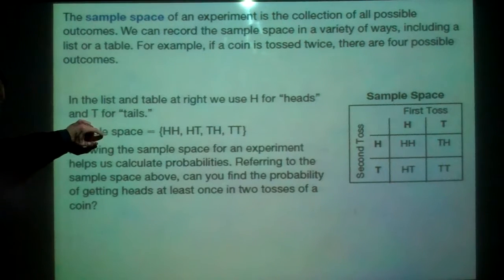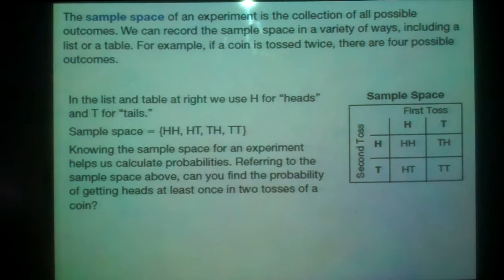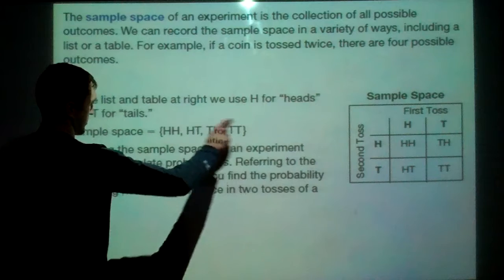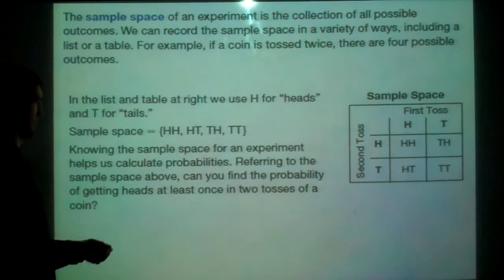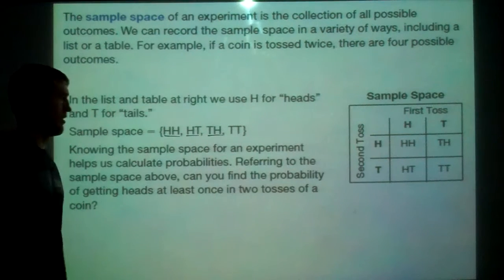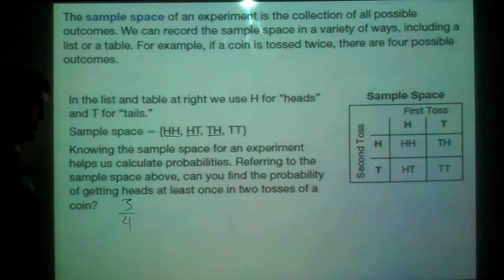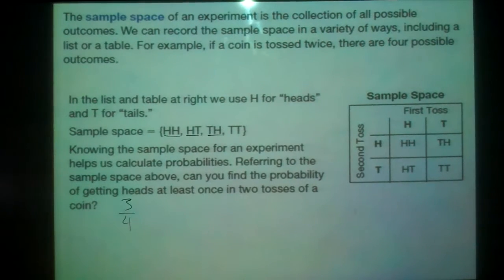If they ask you, if we look at this question here, can you find the probability of getting heads at least once in 2 tosses of a coin? Okay. So getting a heads at least once in 2 tosses, we could say, okay, well we get a heads at least once here, heads at least once here, and here. That would be 3 out of the 4 possible outcomes. So we still count them separately.